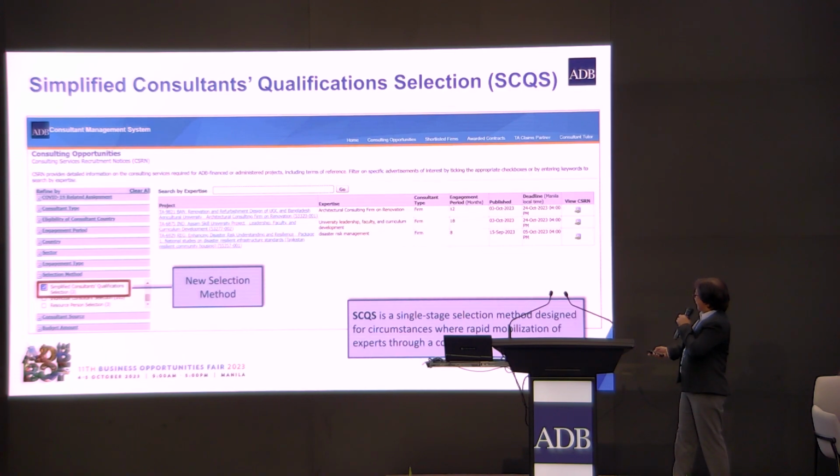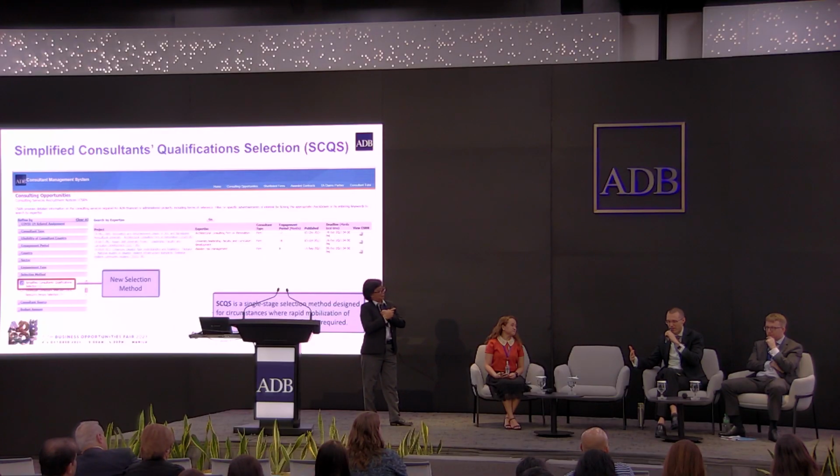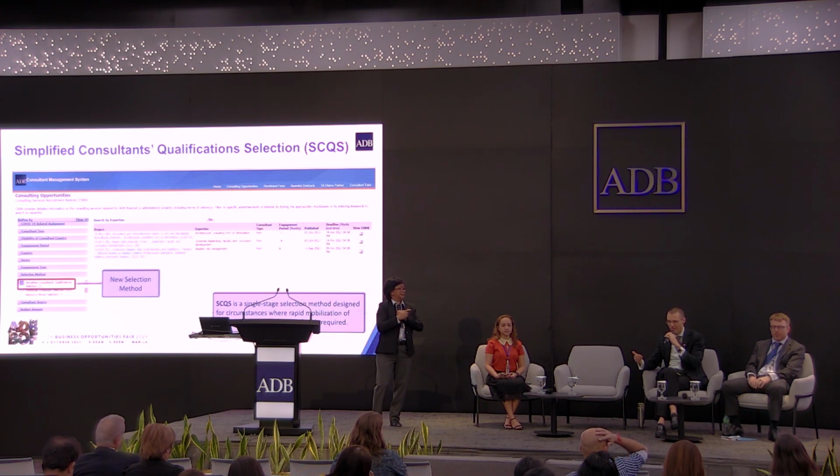Yep. I'm putting this up here because this is a single stage process, our new method, which is called SCQS. So there's no EOI, okay? What they're going to show you here is basically that when you identify an opportunity with the selection method SCQS, you are already submitting a proposal immediately. You are not submitting an EOI, and there are different legal implications to an EOI and a proposal, right?